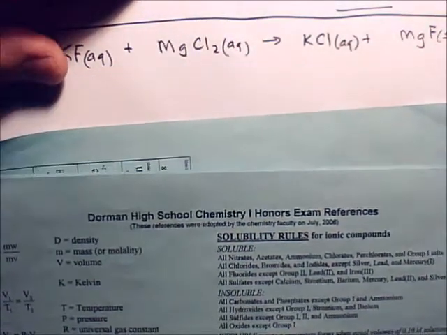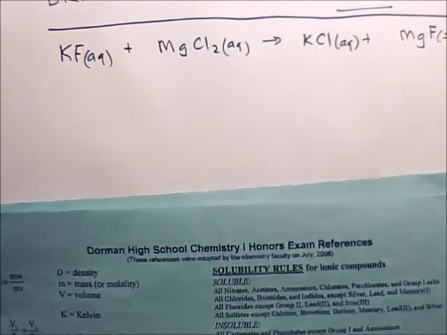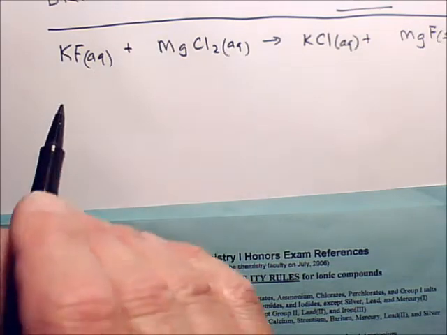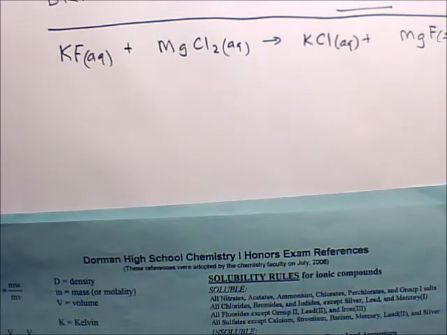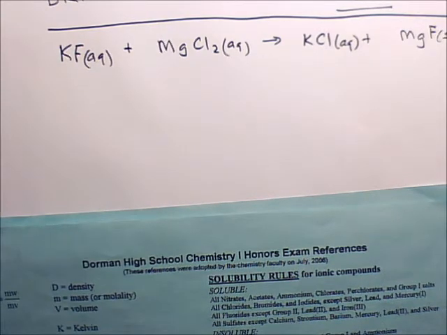All right, so look at the products. Do we have a driving force? Yes, because we formed a solid. That's one of our 3 driving forces. So now that we have a driving force, we know the reaction will occur, we can balance the equation. What do you use to balance the equation? Atom inventory. Okay?